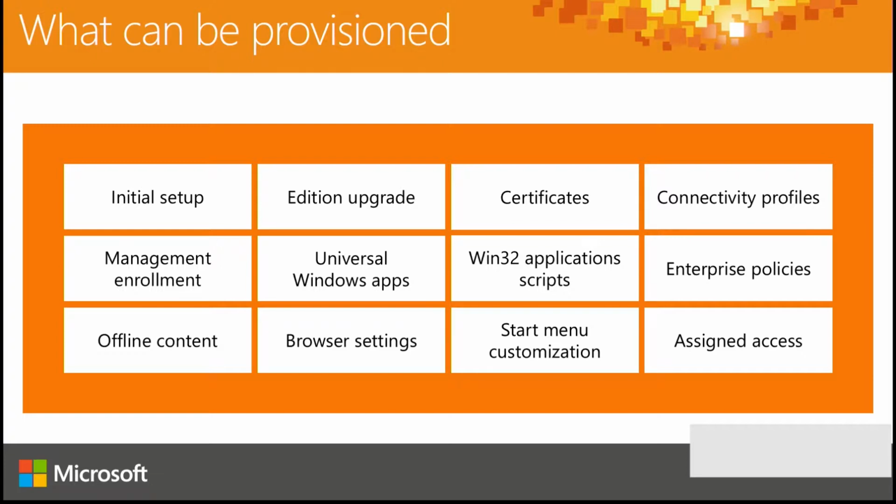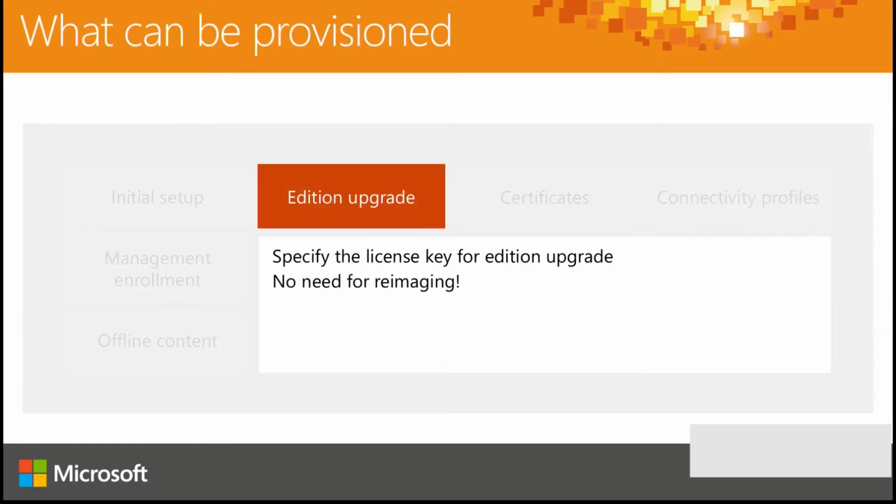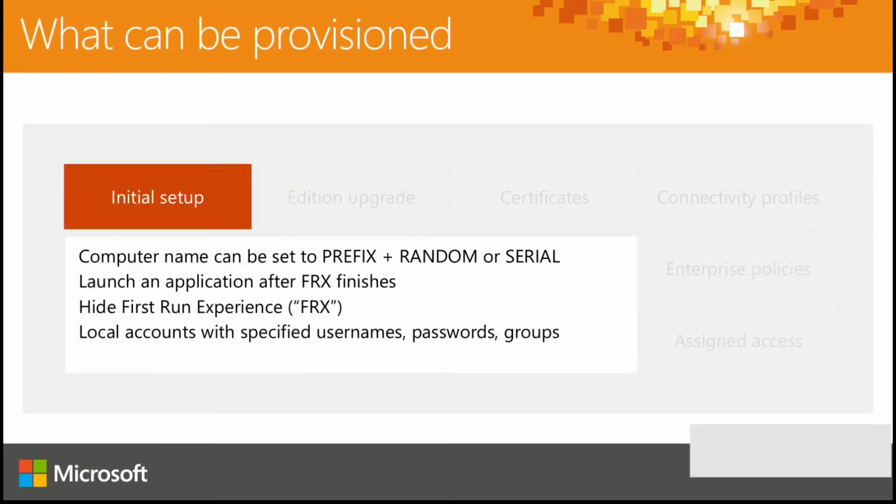So let's have a bit of a breakdown there of what we can do. The edition upgrade, right? Massive, massive benefit here, not having to re-image the machine. Fantastic. That initial setup. So give us the computer name. Determine where we want to join in terms of a domain or an Azure Active Directory or something like that. Also hide that first run experience from the end user because we don't particularly want them interacting with it at this particular point in time. We're taking their stuff and then putting it across.